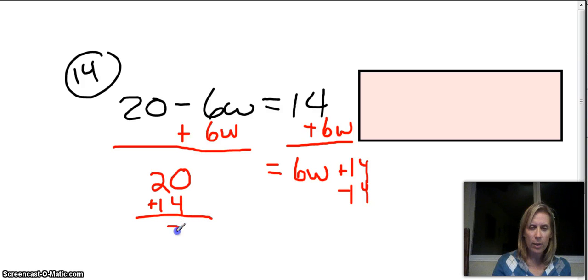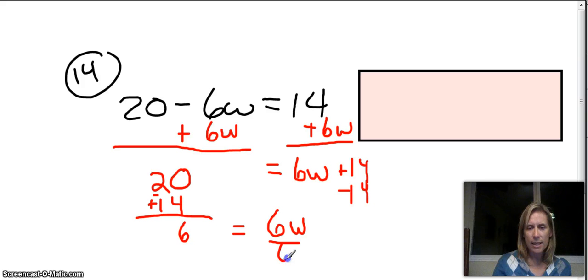And we end up with 34 equals 6w. Oh, goodness, I added. I should have subtracted. I'm sorry. Let's make that a negative. Let's go back and erase that. I'm sure you all caught that before I did. Good. And we have 6, right? 20 minus 14 is 6. 6 equals 6w. Much easier equation to solve, right?